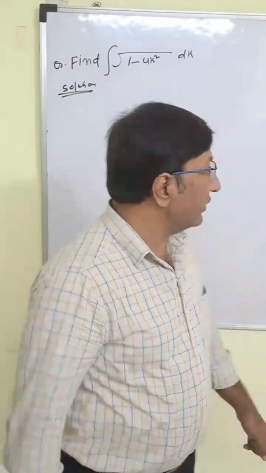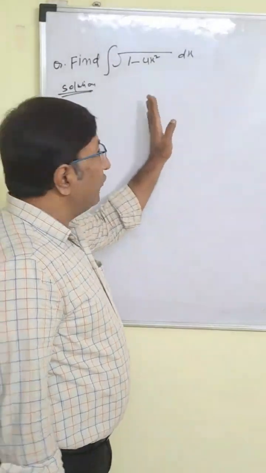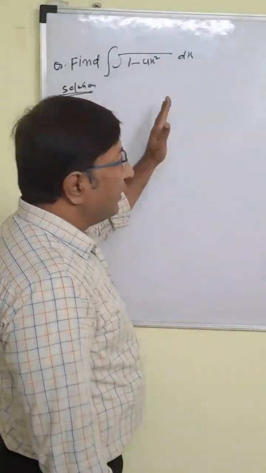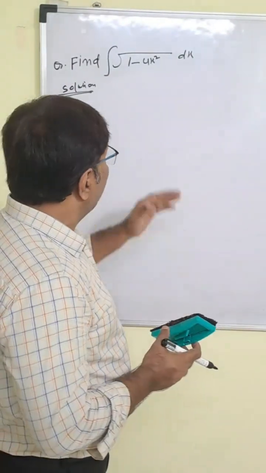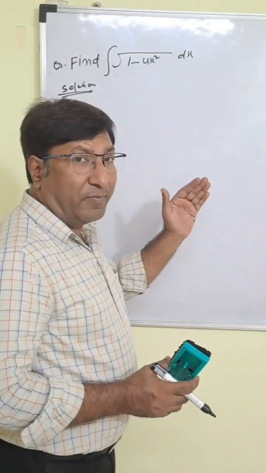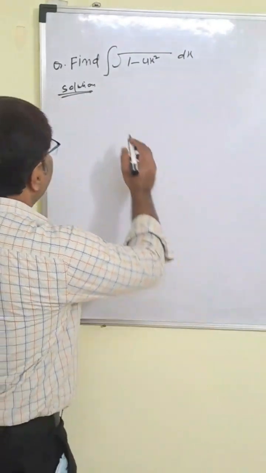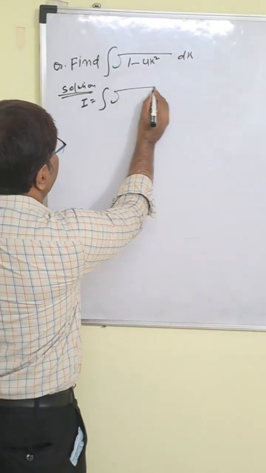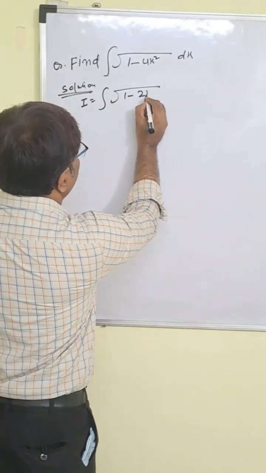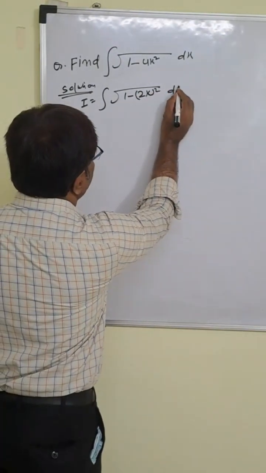Let us see the question. Find the integration of root under 1 minus 4x square dx. So we can solve this question in a simple way. We know the formula root under a square minus x square formula. So here we can use that the integration equals what? Root under 1 minus 4x square, so we can write 1 minus 2x square dx.